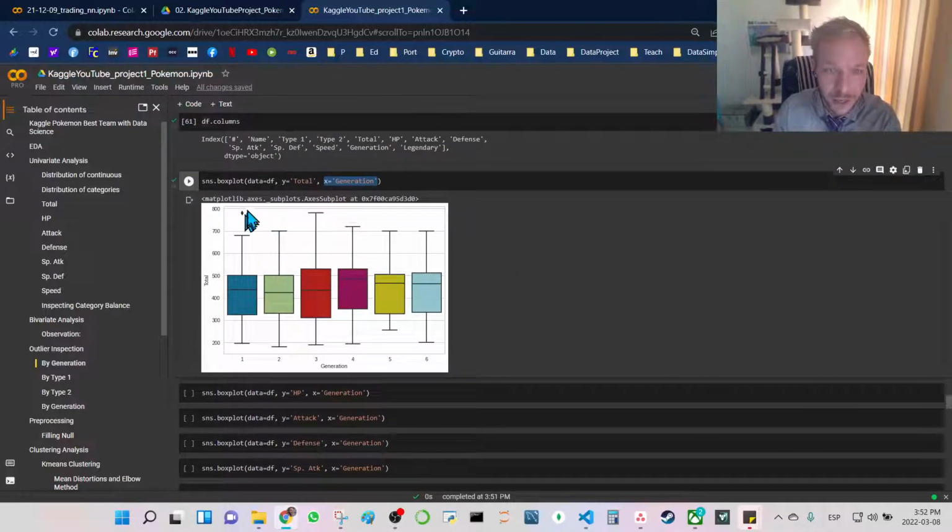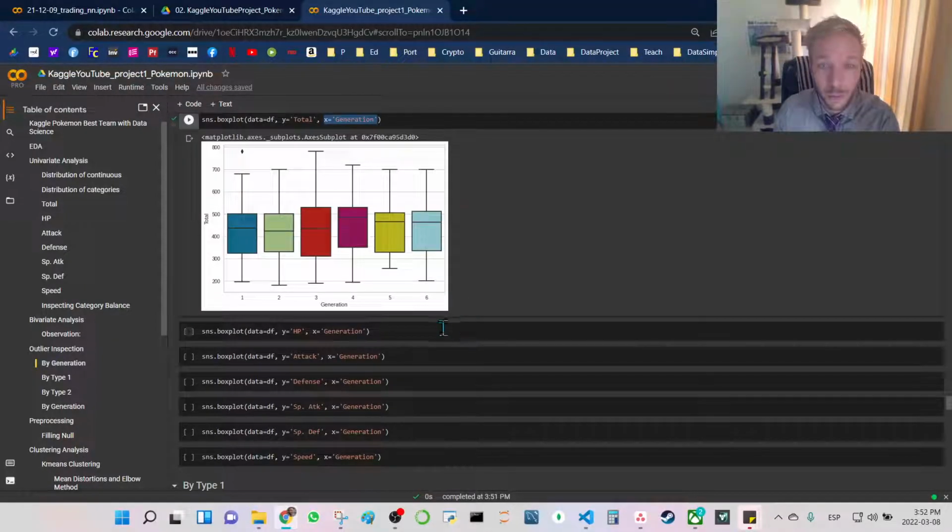We really have one significant outlier that's higher. These whiskers are 1.5 times the interquartile range, which is the size of this box. So 1.5 times that is considered the standard evaluation of an outlier. We can see that in generation 1, we have one significant outlier, and that's the only time it's really occurring.